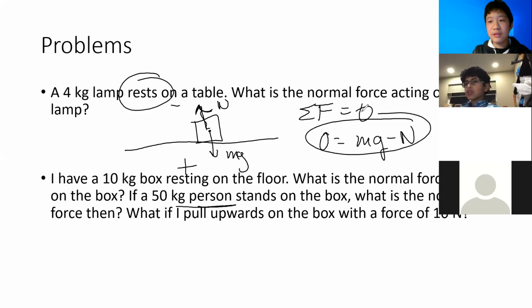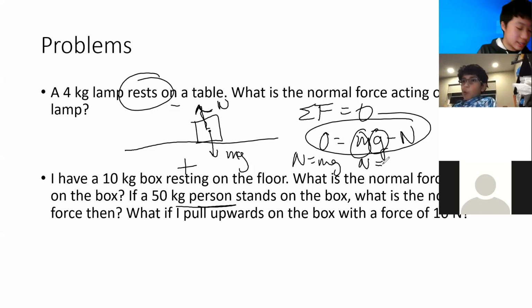Now with this equation, all we need to do is solve it. We do have m, which is 4, and gravity. So n is just mg. The normal force is going to be 4 times 9.8. Plug that in the calculator: 39.2 newtons.